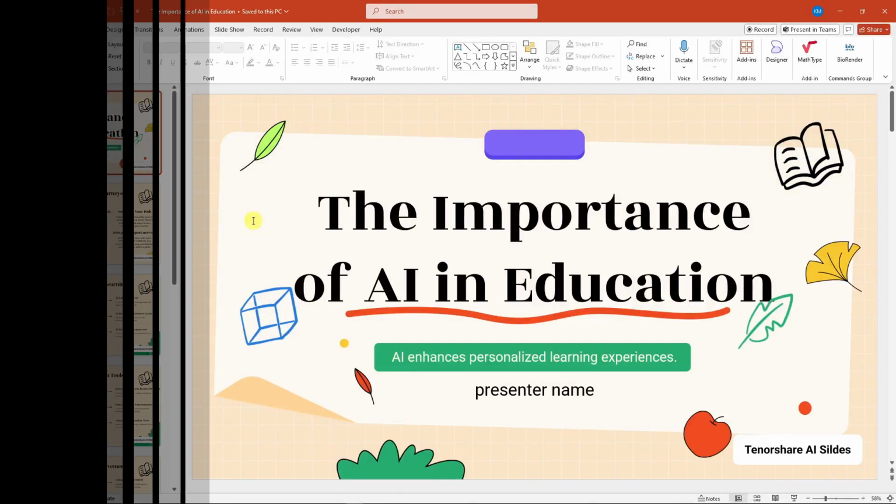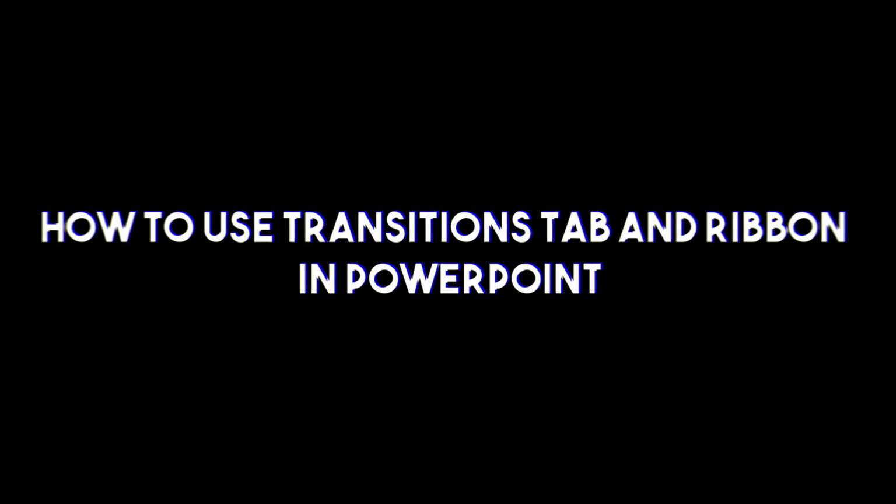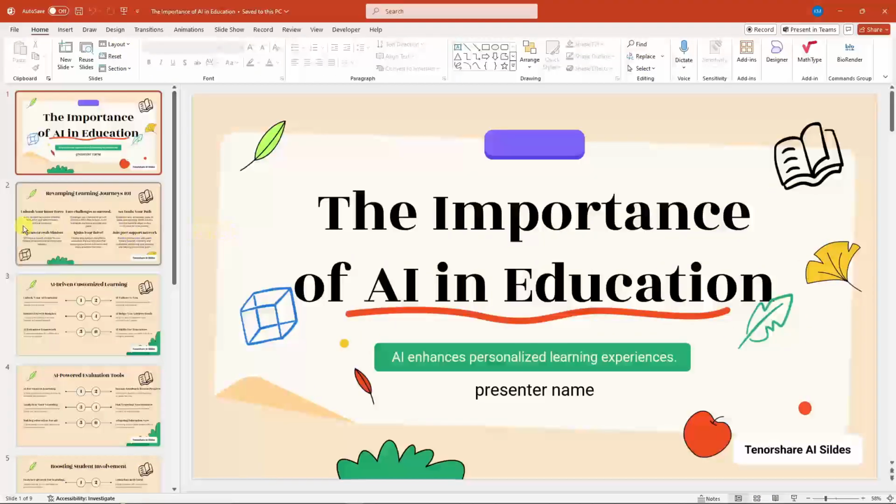So in this video, we're going to talk about how to use the Transitions tab and ribbon in PowerPoint. Right here, I am currently inside a presentation that I created before, a PowerPoint presentation if you may. This is about the importance of AI in education.